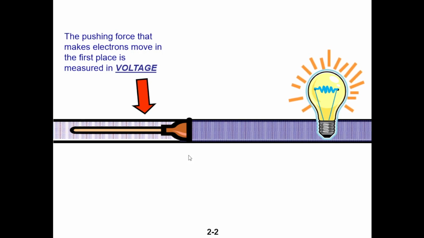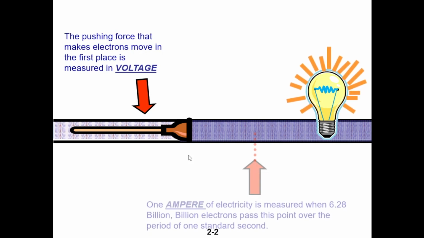If we don't have enough of it, they're not going to move, right? If we have too much of it, they're going to move really fast. So it's going to alter, right? The other pieces of the puzzle are we want to have our current flow, we want to be able to measure that, and that's our amperage.